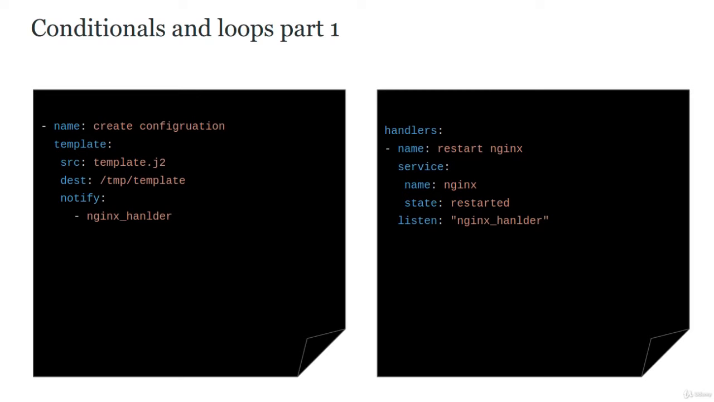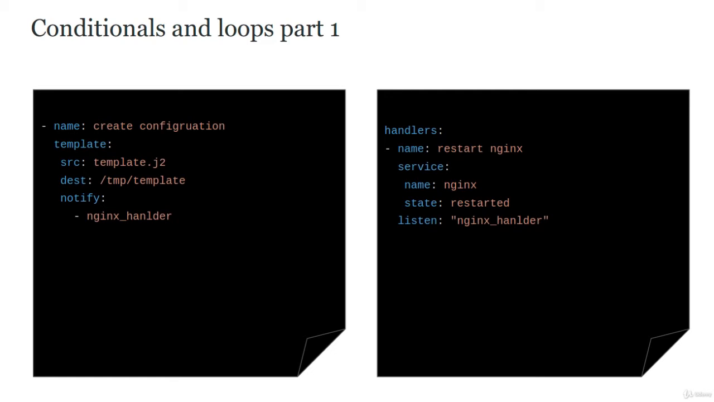In this section, we are going to discuss conditionals and loops in Ansible. Let's start with handlers. Handlers allow you to perform some task after the target task returns a changed result.